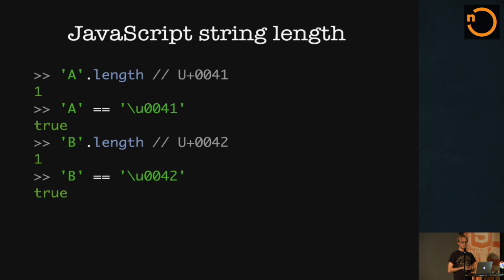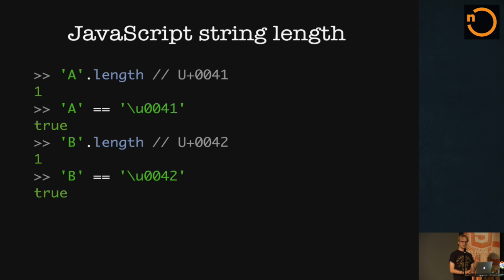And this can be explained by using escape sequences. If you represent a string using nothing but escapes, you see that there's only a single escape sequence needed to represent it. So it makes sense that the result is 1. The same goes for the capital letter B. But what's important here is that this is not always the case.